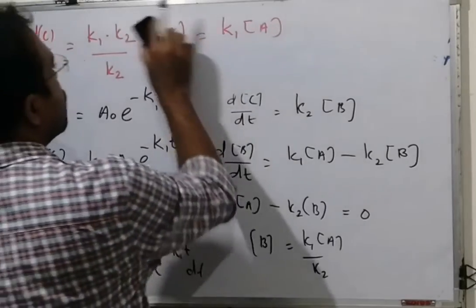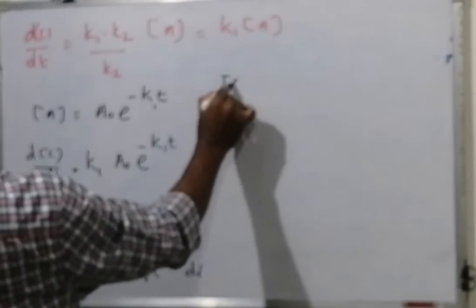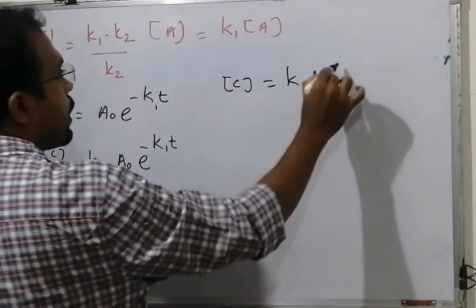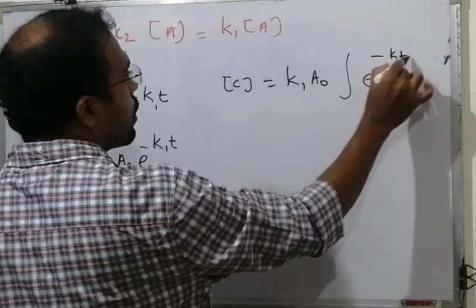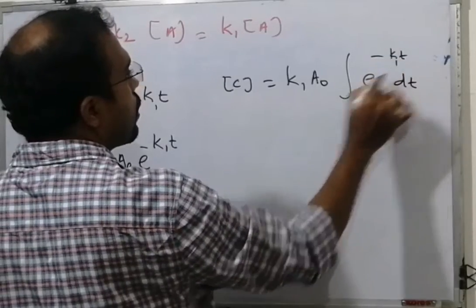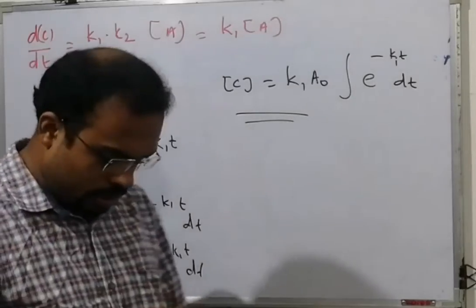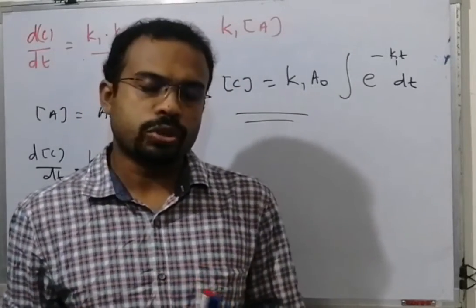Therefore, the concentration of C is equal to K1 A0 times the integral of e raised to minus K1t dt. I stop here. We can go into the details, but that is not in the scope of our syllabus.